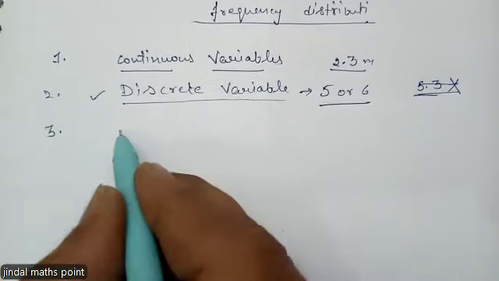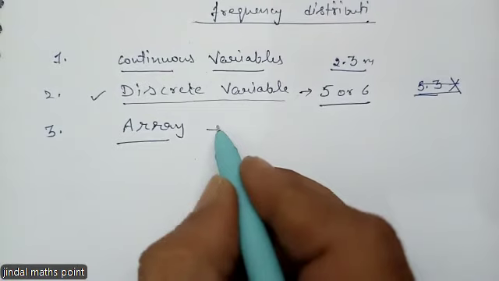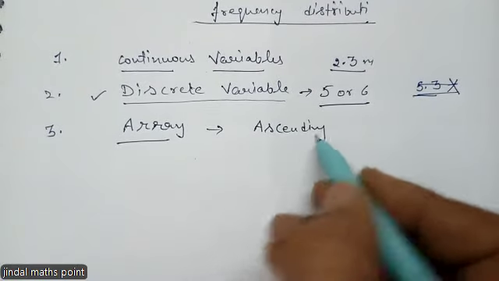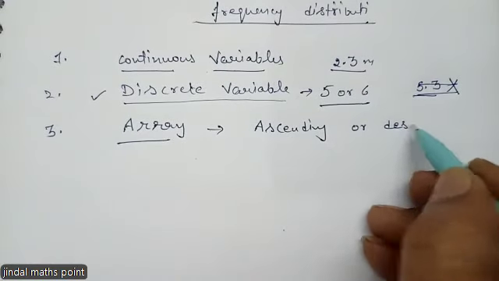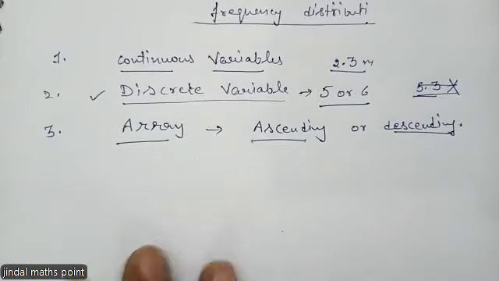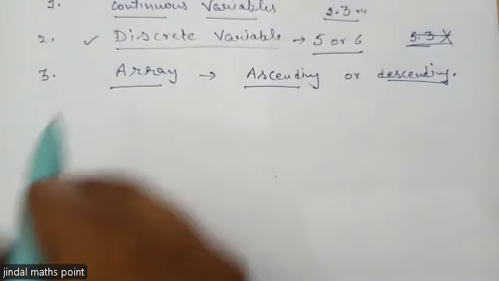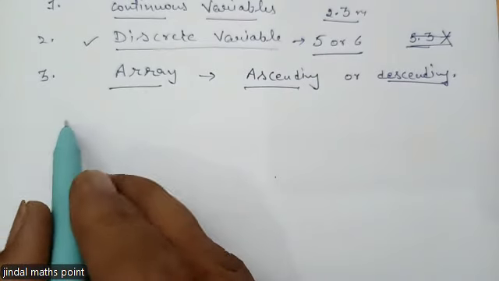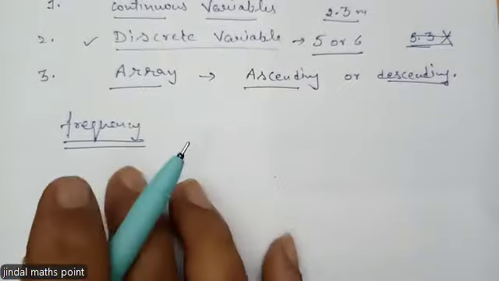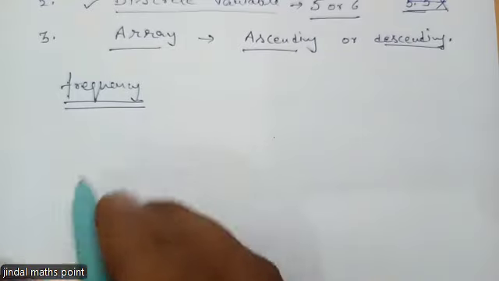Raw or array form data. When we arrange the data in ascending or descending form, that is called array data. We call it array arrangement. After that, frequency. Suppose I will take some data.